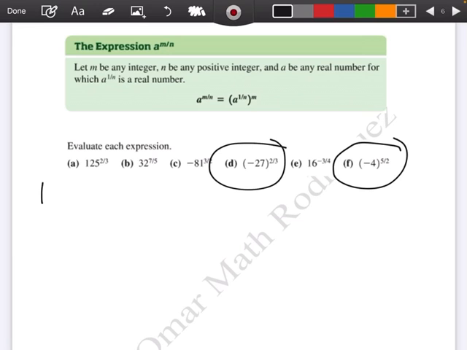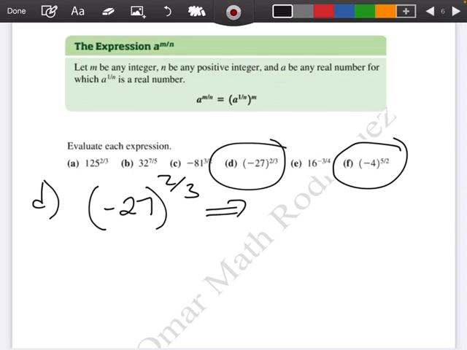So I'm going to look at part D first. Part D says negative 27 to the power 2/3. Okay, so let's see what that means. What this really means is I'm taking the cubic root of negative 27, and then we're going to square it.